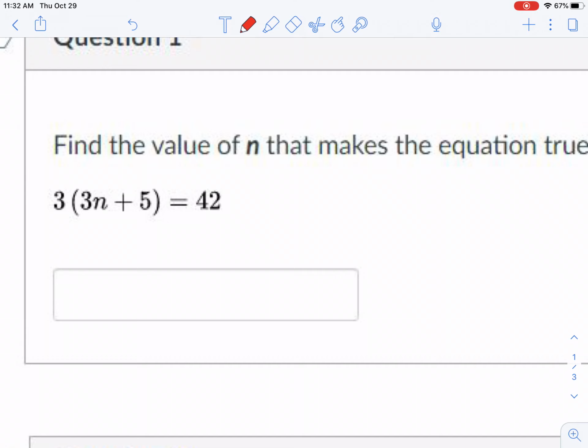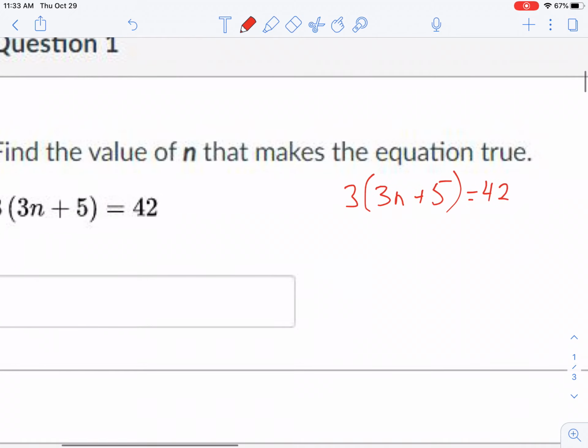So the first thing I would do if I was you is I would write this down on a separate sheet of paper, and I would start working on solving it. So according to the list I just read you, it says to do distributive property first. 3 times 3 is 9, and n comes with it. 3 times 5 is 15. The equals 42 just drops straight down.